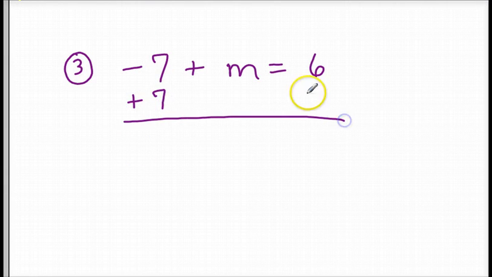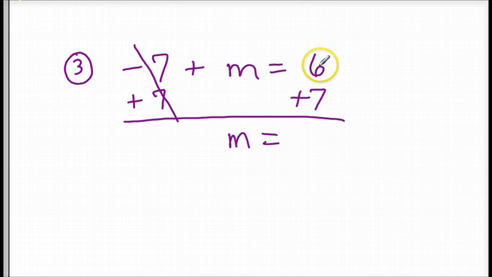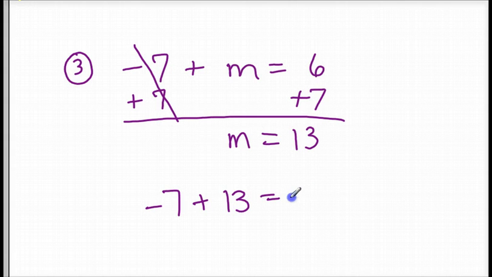We're trying to get it to 0 because we want this m all by itself. So when we add 7 to both sides, here we get negative 7 plus 7, which is 0. M plus 0 is just m, and that's going to give us 6 plus 7, which is 13. Now let's check it out. We have a negative 7 plus 13. Does that equal 6? Yes, it does. Negative 7 plus a positive 13 does equal 6. 6 equals 6, and we are happy.